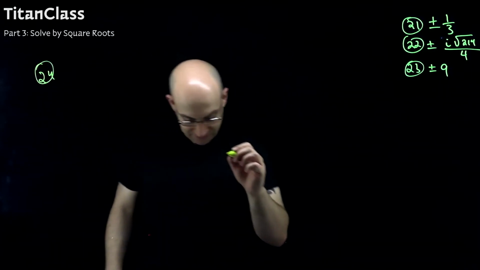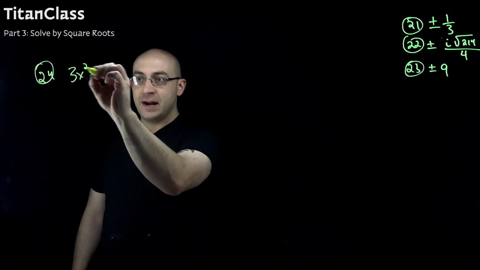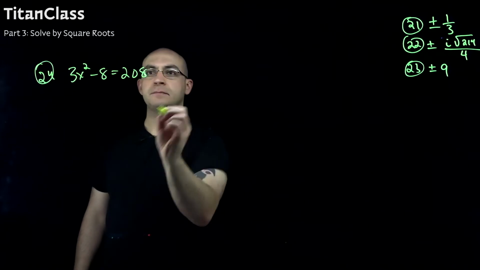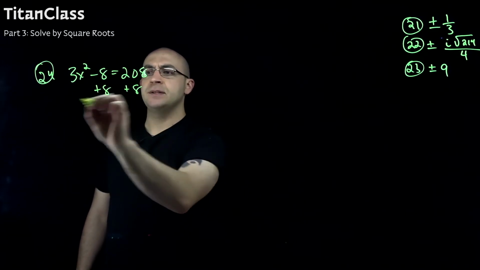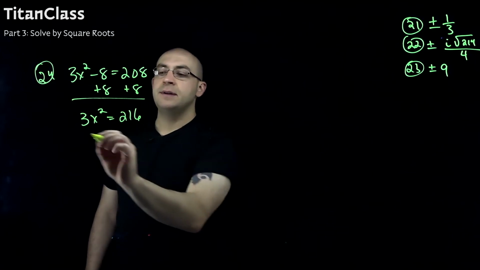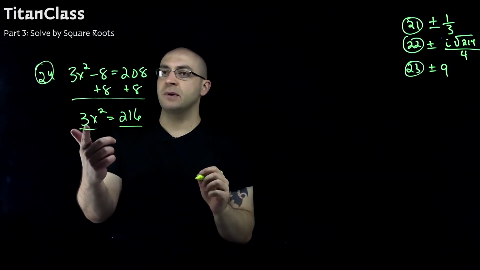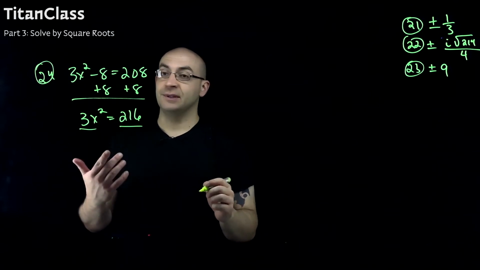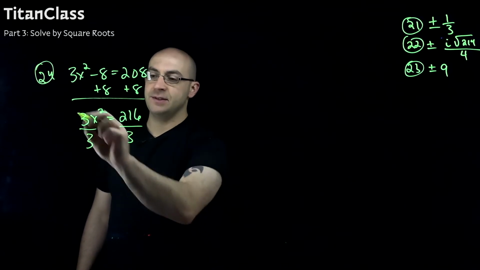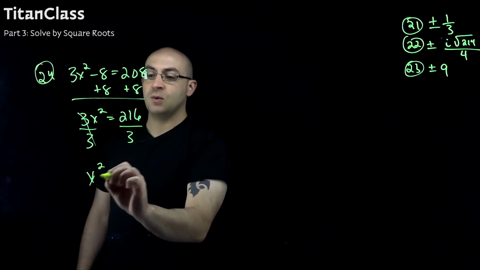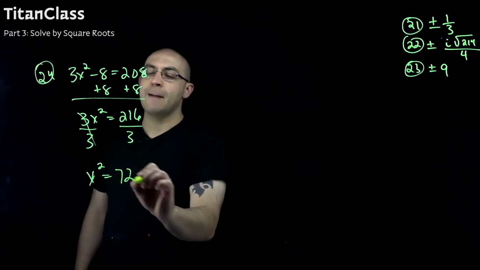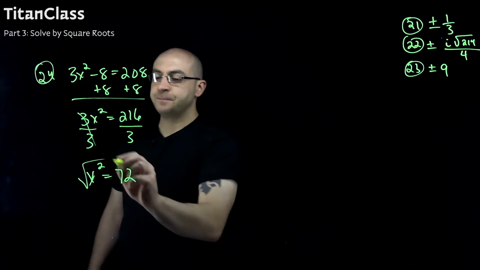Okay, number 24 is 3x squared minus 8 is going to equal 208. We're going to add 8 to both sides. 3x squared equals 216. Okay, now again, unless there's a perfect square number coefficient in front of the x squared, I really, really want to get rid of that number, right? Otherwise, I could square root both sides, but let's just make it easier. So we're going to have x squared equals 72. Okay, now we're going to square root both sides.